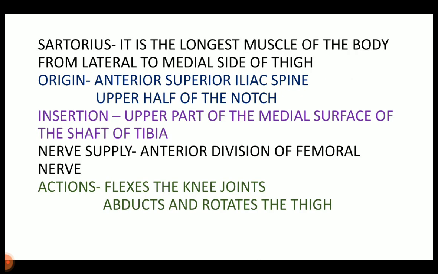Next is sartorius. It is the longest muscle of the body, running from lateral to medial side of the thigh. Its origin is from the anterior superior iliac spine and the upper half of the notch. It is inserted on the upper part of the medial surface of the shaft of tibia. And the nerve supply is from anterior division of femoral nerve. And actions are, it flexes the knee joint and hip. It abducts and rotates the thigh.